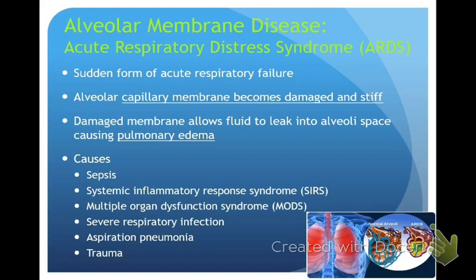The causes of this are any systemic inflammatory response, and really that's what's damaging these alveoli, the initial body-wide inflammatory response. Severe infections where you do have bacteria and damage to the alveolar membrane can cause ARDS. Trauma to the lungs can cause ARDS. But what happens first is the membrane gets damaged, and then we end up leaking through these widespread damaged membranes.